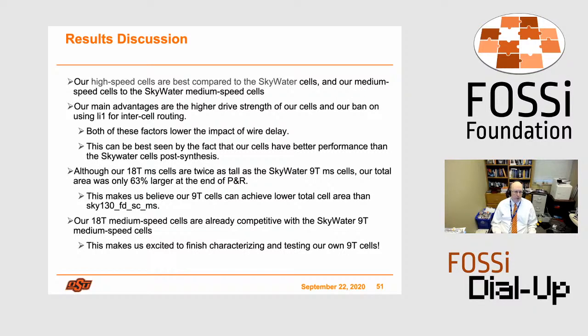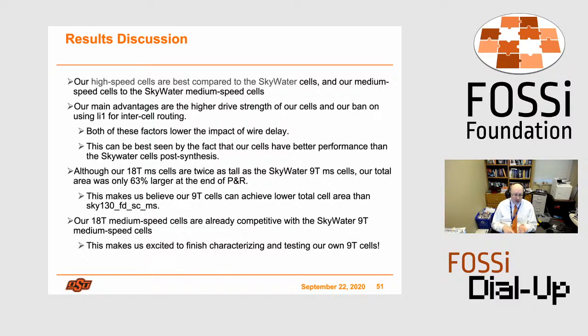As anyone who is familiar with this area knows, below 180 nanometer wire delay is the most prevalent element of delay, so this really pays dividends down the road. And so although our 18 tracks, as I mentioned before, are twice as tall as the 9T ones, we only have 63% larger on the place and route. And that really makes us believe in the cells that we have.